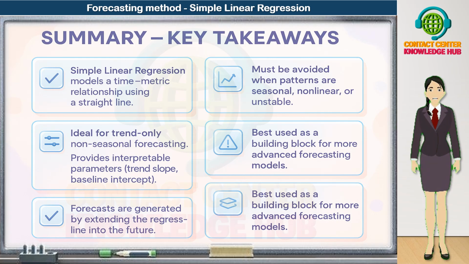Fifth, linear regression should be avoided when patterns are seasonal, nonlinear, or unstable, because a straight line cannot capture those complexities. And finally, simple linear regression is best used as a foundational building block that feeds into more advanced forecasting models, including seasonal, multivariable, and AI-driven approaches. These insights help you understand when and how to use SLR effectively in real-world forecasting.